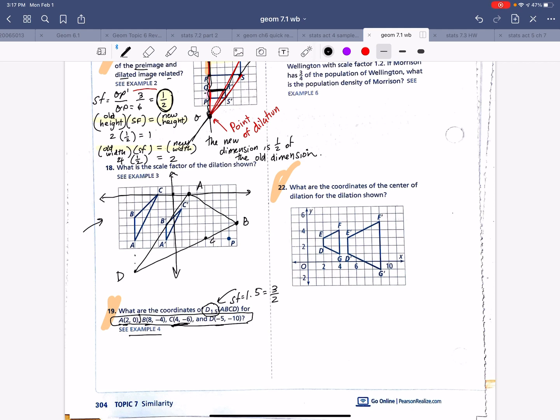Did I do that right? Let me check these coordinates. 2, 0. Yep. So that's 8, -4. Yep. 4, -6. Yep. And -5, -10. So 2, 4, 6, 8, 10. That's right. That makes for a weird shape. All right.